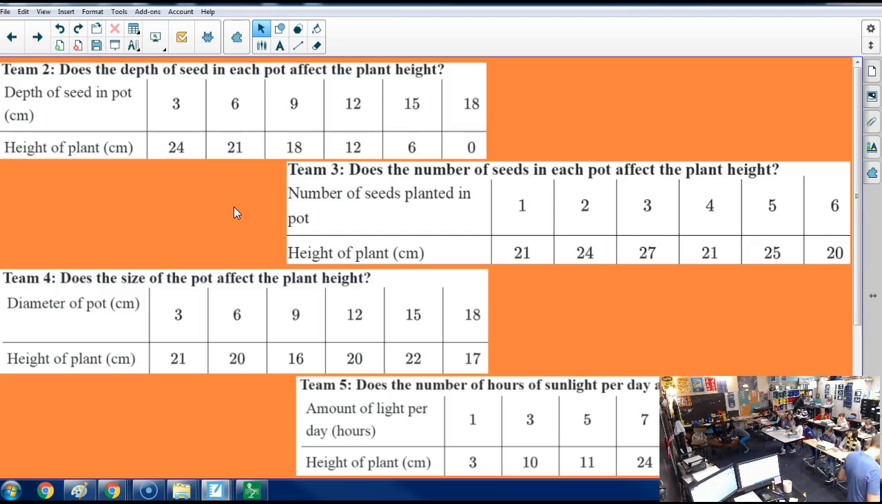The height of the plant. Hey Henry, is this yours? Yeah. Dependent here, independent on the bottom. So that's the depth of the cedar pop.